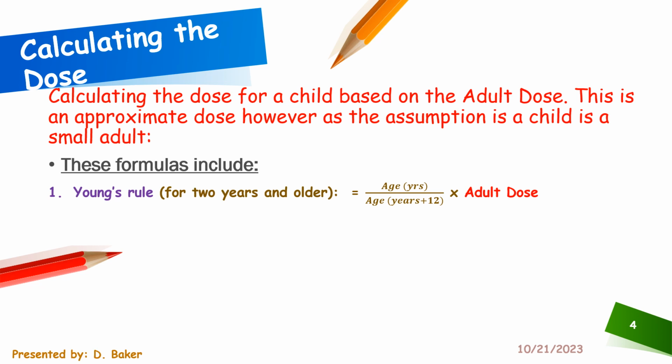Now, the first we'll look at is Young's rule. This is used for children over 2 years old. In terms of the equation itself, you're looking at the age in years, so this is the age of the child. In the numerator and in the denominator, the age of the child is added to 12, which is a constant. And here 12 would be considered the age of the little adult, or 12 years.